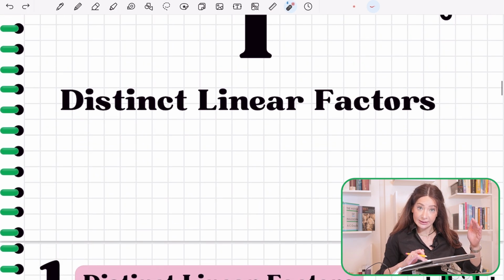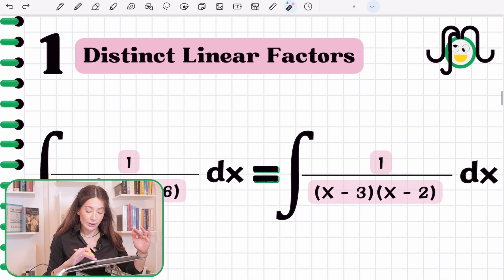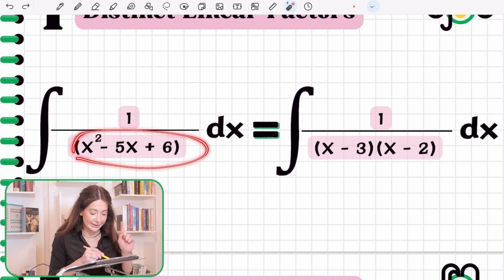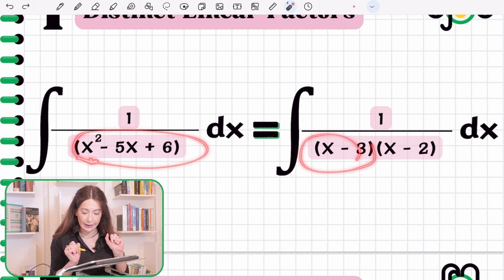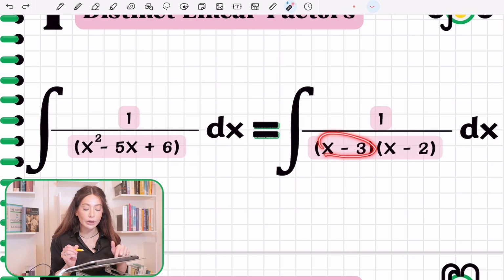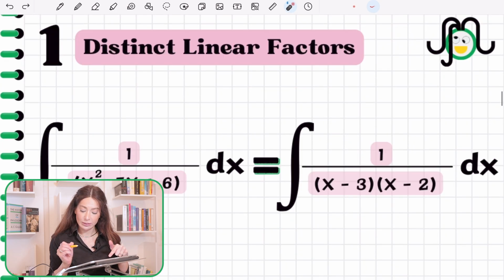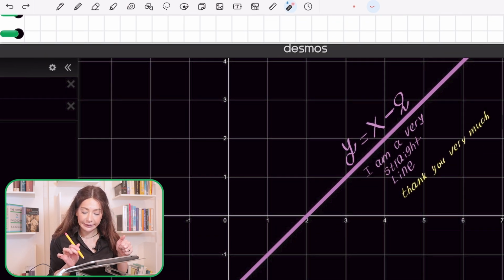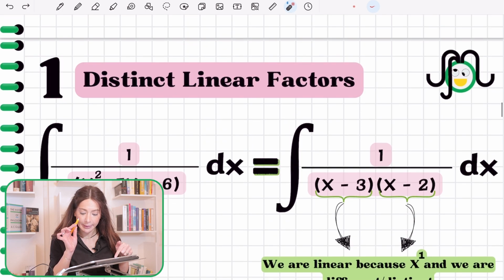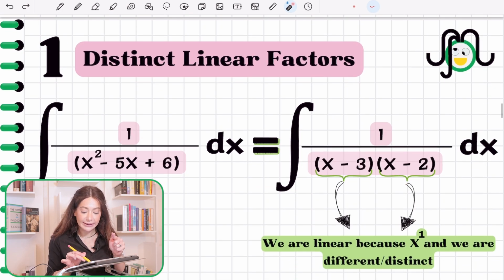So there are distinct linear factors. Linear, well, you get this sort, then you come up with that, okay? So these are linear factors because if you plot them, you are going to get a line, not a parabola, okay? They are distinct because x minus 3, x minus 2, they're not the same.